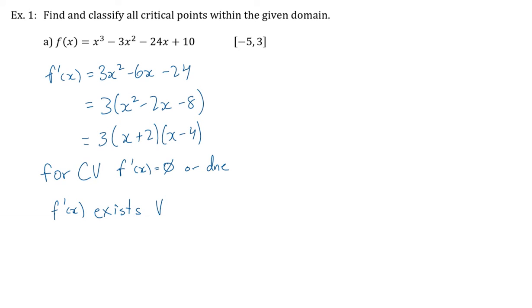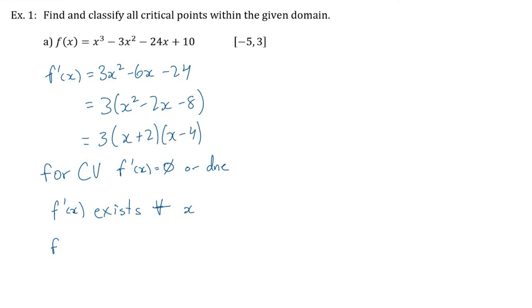And this upside down A, kind of an A with a long line through it, means "for all." So for all x, the derivative exists for all x. And you have to say that every time, okay?